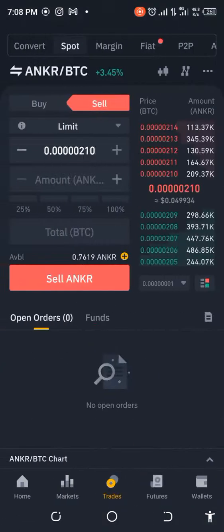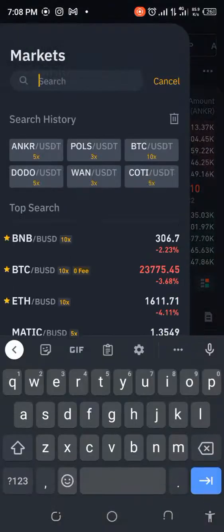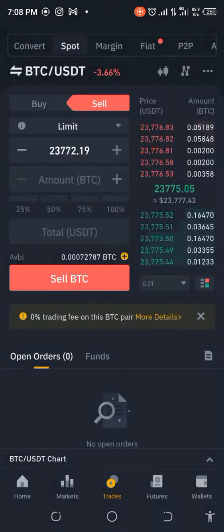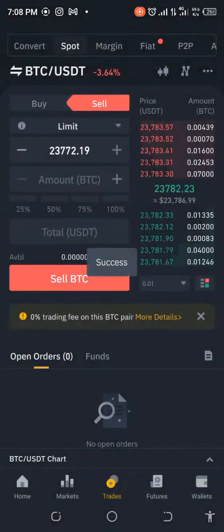But let's go ahead and just quickly do this. Go to BTC. We're going to BTC and USDT. And then all we want to do now is sell everything. Okay, so let's go ahead and see this. Okay, 1, 2, go. All right, so it's sold.